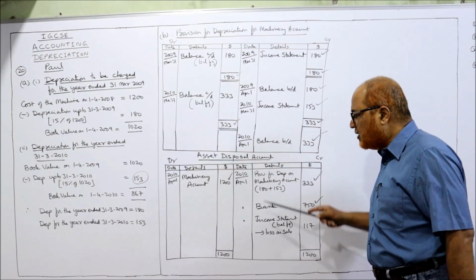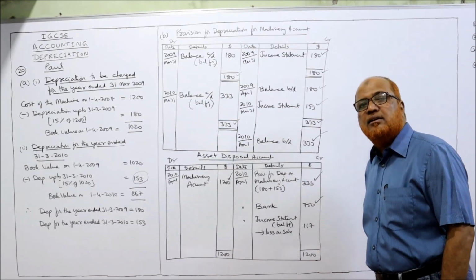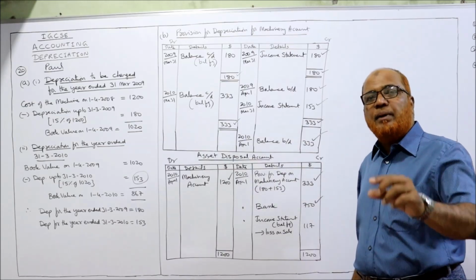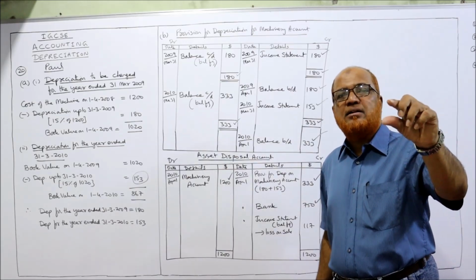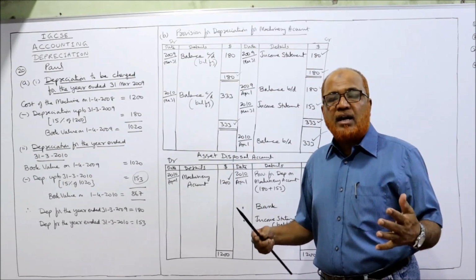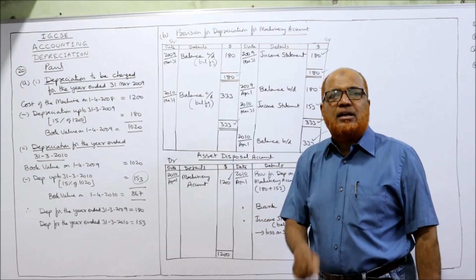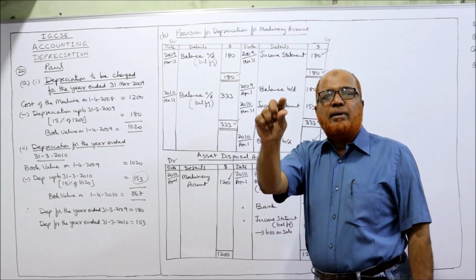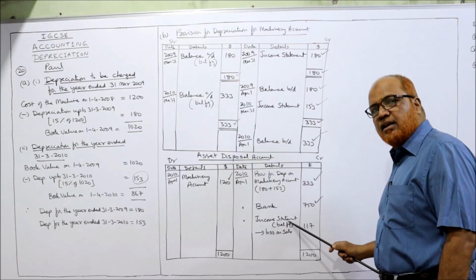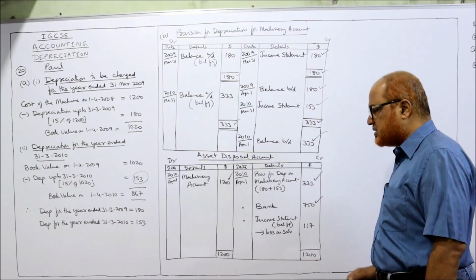The balancing figure you are going to get on the credit side. So it is a loss. The entry will be income statement debit, asset disposal credit. Write down the entries. Whenever I say an important point, immediately you should write it down. Income statement debit, asset disposal credit. So asset disposal credit side, income statement balancing figure, loss on sale 117.